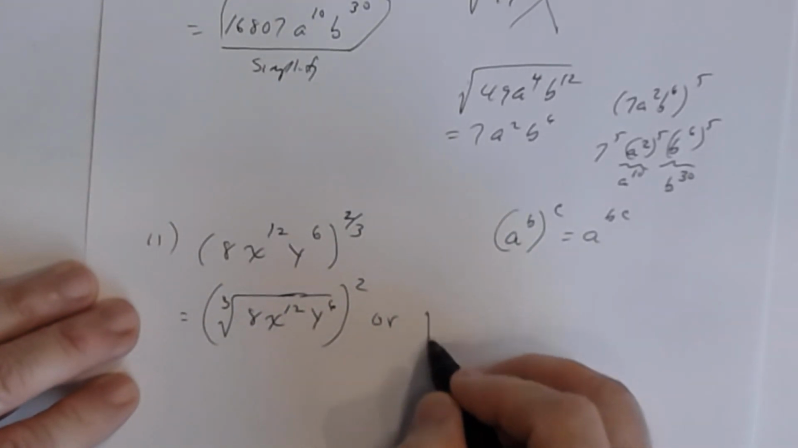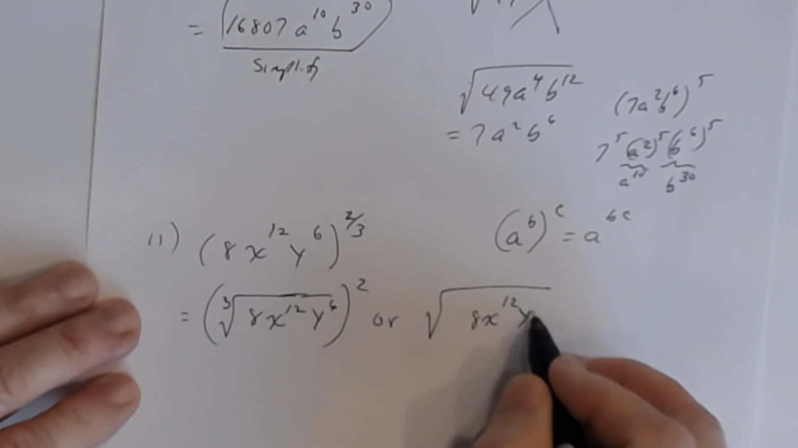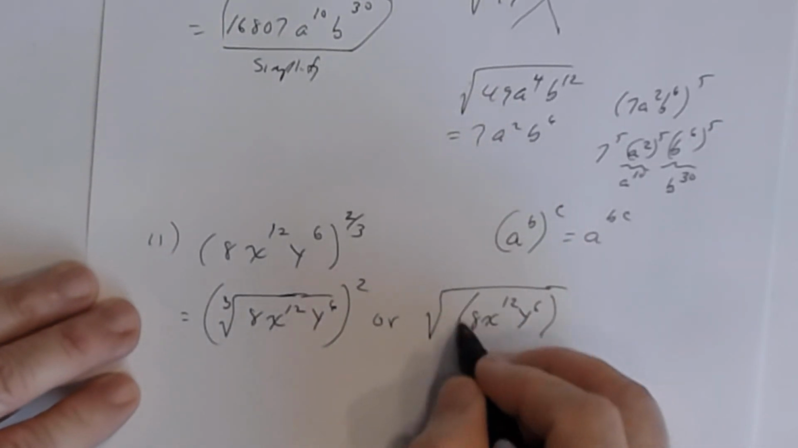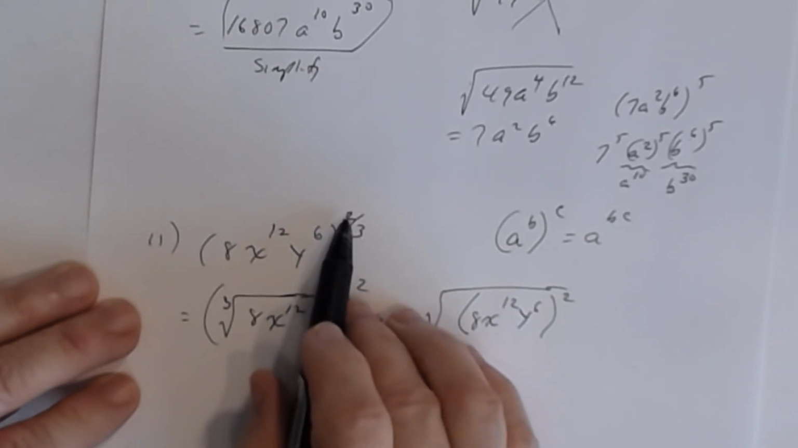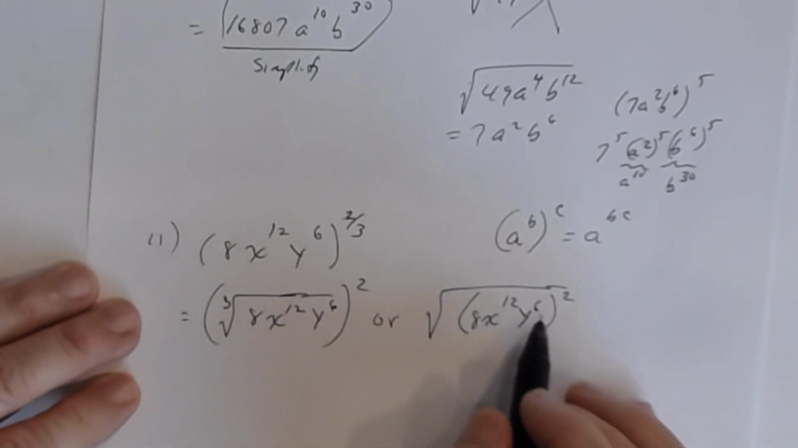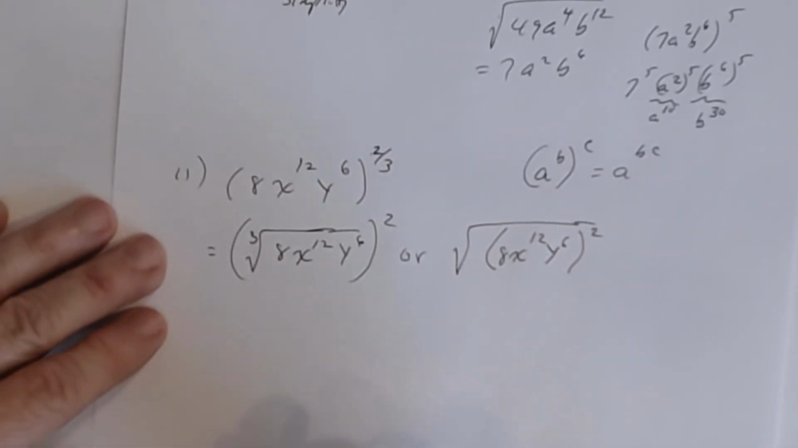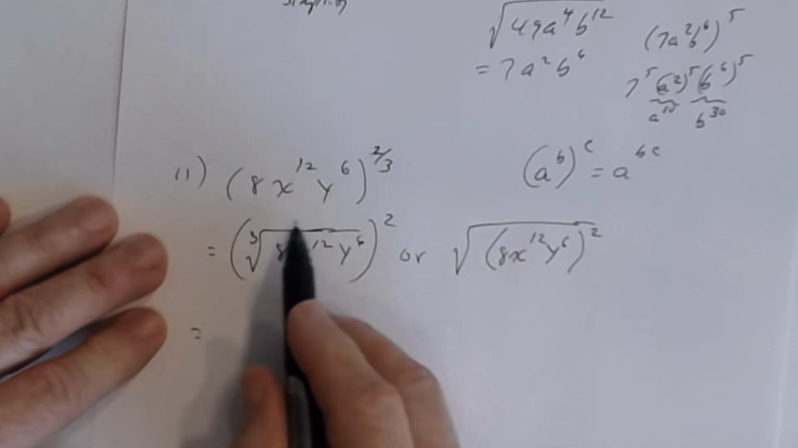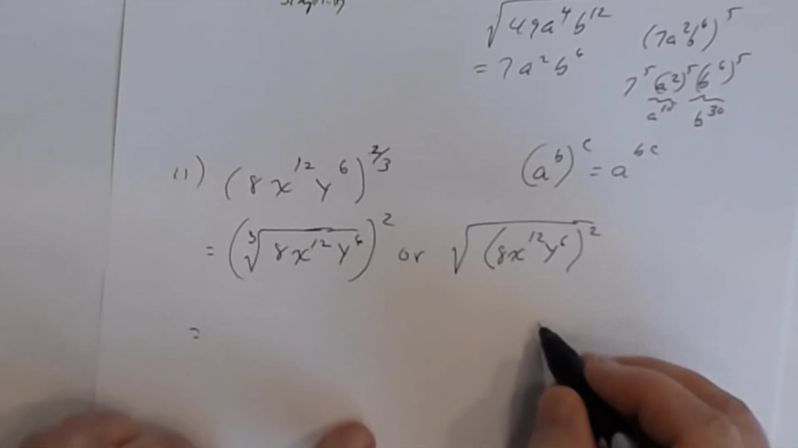Or you can write this as the cube root of 8 x to the 12th, y to the 6th, that being raised to the second power. So you can put the numerator, which is your exponent, on the outside or the inside. But on the inside, you've got to put that in parentheses. But when you simplify, this is the easier one to use. Use this one.